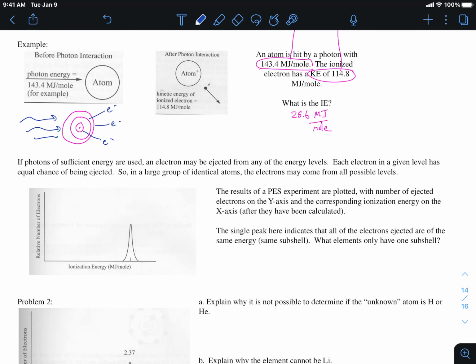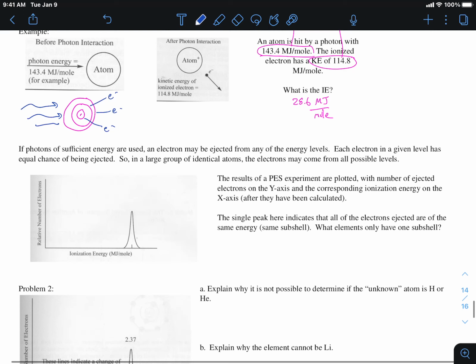So, in this first graph here, we see a bump, and what we're graphing here is, on the y-axis, relative number of electrons. On the x-axis is ionization energy after it's been calculated, okay? So, here we have a single peak. The fact that we have a single peak means all the electrons that were knocked off have the same ionization energy, which means they all came from the same place. They all came from the same subshell. What elements have only one subshell?